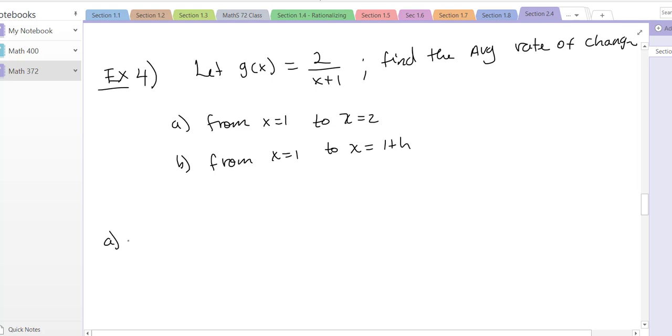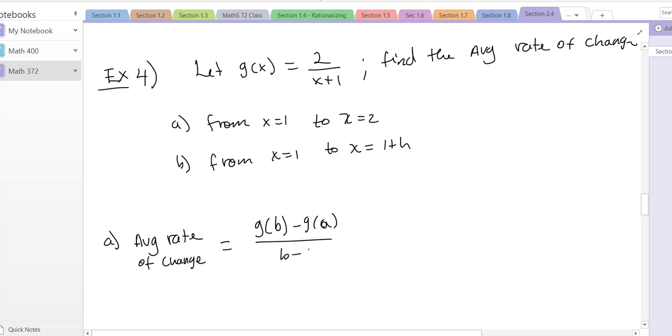So for part A, the average rate of change is going to be f of b minus f of a, but this is g, so I'm going to say g of b minus g of a over b minus a. In this case, I'm going from 1 to 2, so it's going to be g of 2 minus g of 1, so this is the net change, divided by 2 minus 1. So remember again, that change in y is your net change.